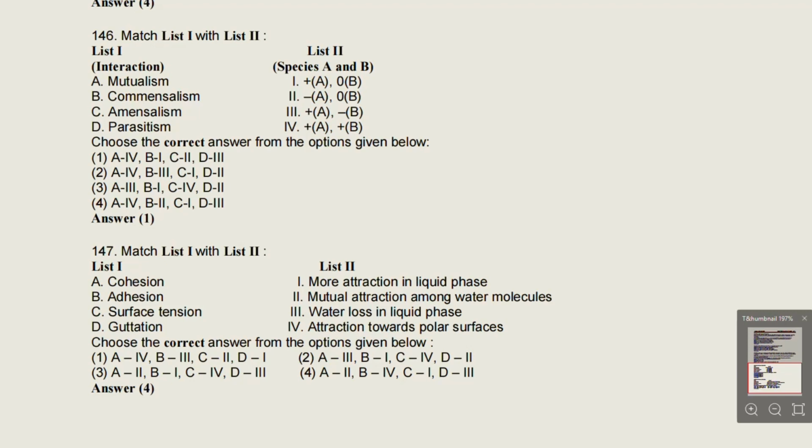So the next one is, match list 1 with list 2. Answer is option 4. So option A, cohesion is mutual attraction among water molecules. Option B, adhesion is attraction towards polar surfaces. Option C, surface tension, more attraction in liquid phase. Option D, guttation, water loss in liquid phase. So the answer is option 4 and this question is taken from Unit 4 Plant Physiology, Chapter 11 Photosynthesis in Higher Plants.